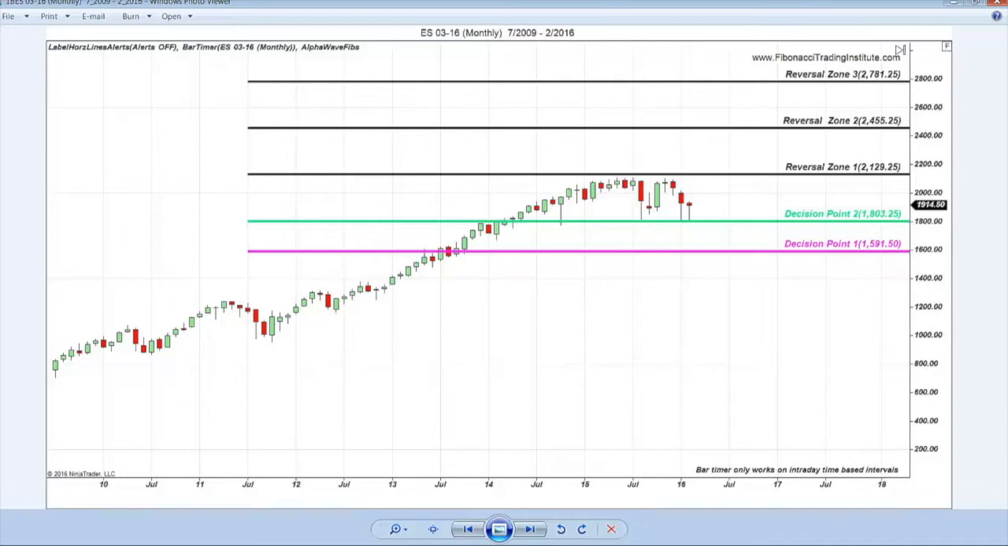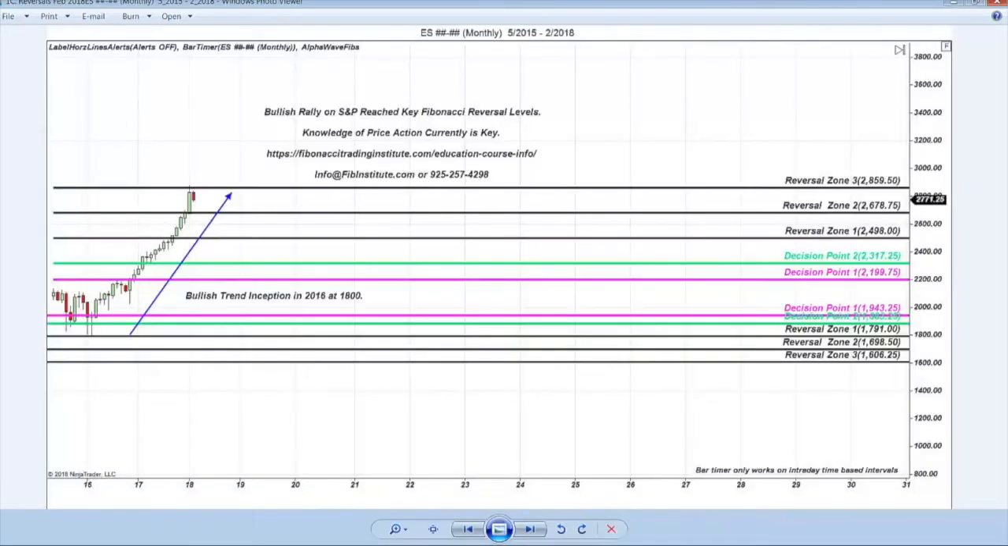2 years later, S&P reaches reversal zone at the 2800 number. No surprise. This is what happens 2 years later. Boom. Not the place to buy. Clear on that?